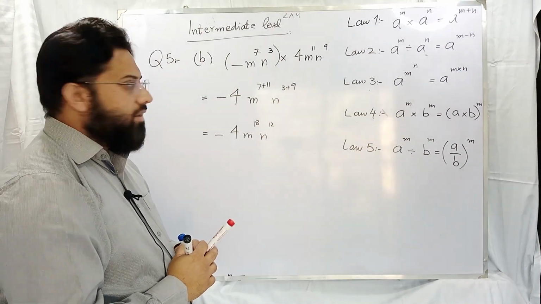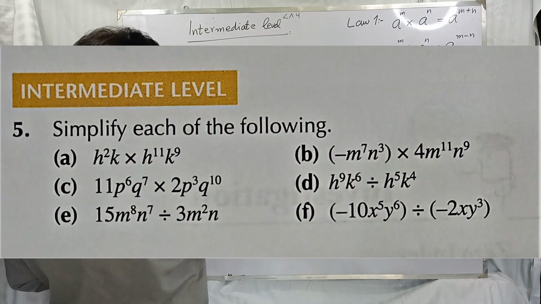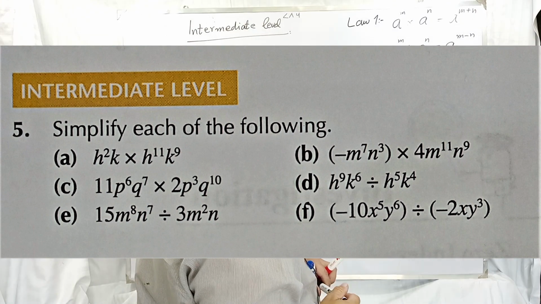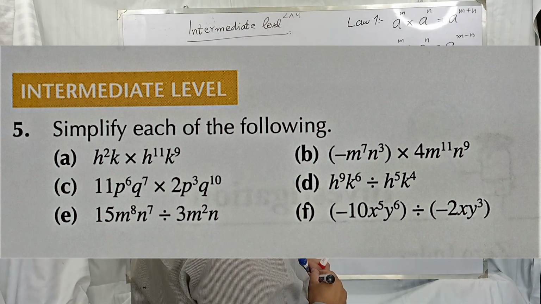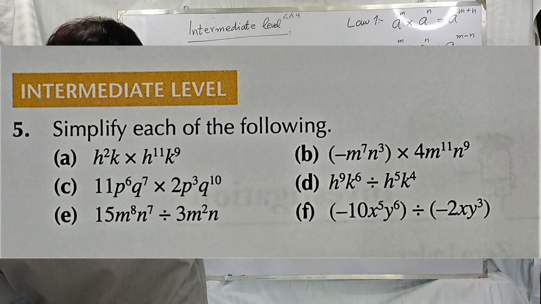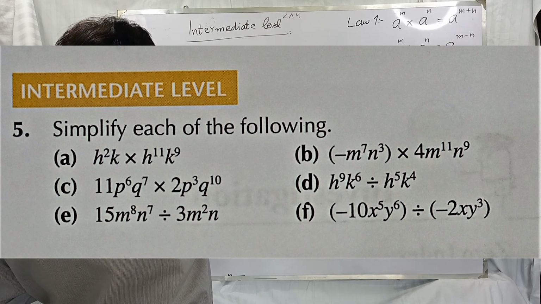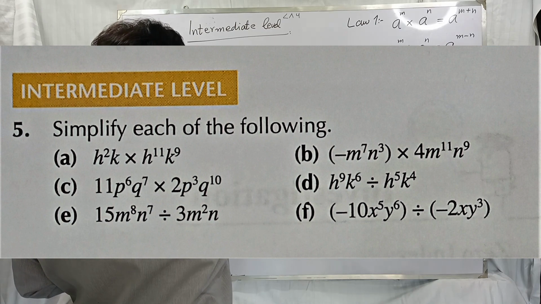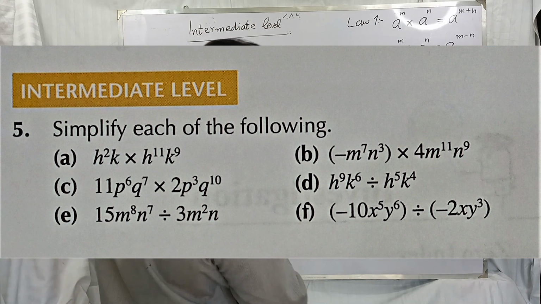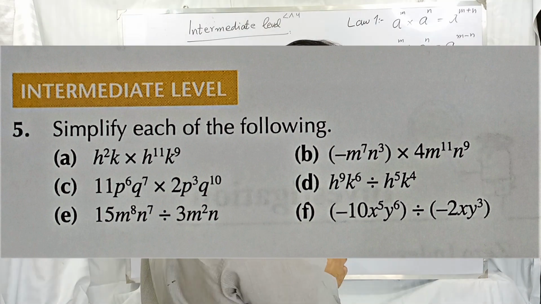Right? Next, see part C of it. Part C and D are almost the same, and E too. Let's move to part F of it. Let's check it out. Minus 10 x to the power 5 y to the power 6 divided by minus 2x y cube.